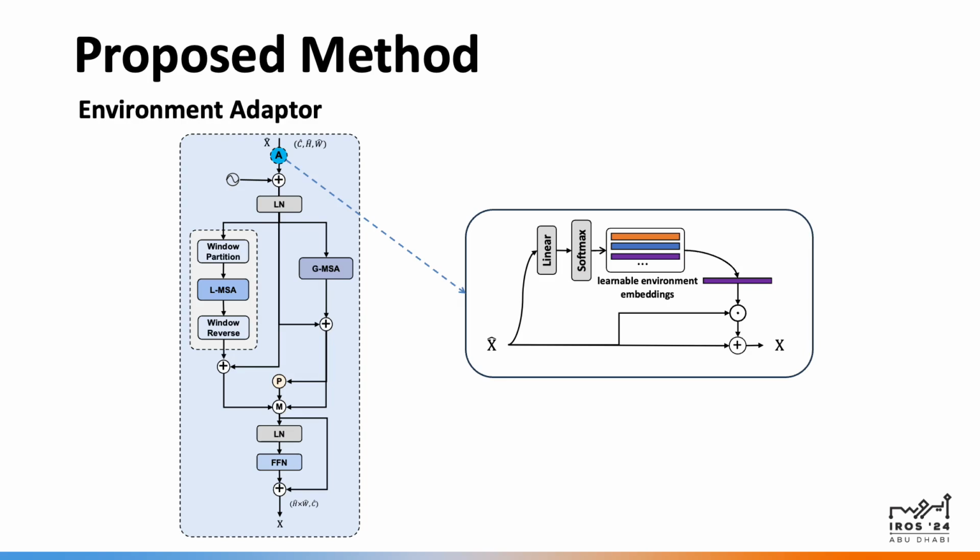Effective UIE methods must address challenges like wavelength-dependent light absorption and backscattering, which degrade images in different underwater environments. As shown here, we add the environment adapter at the bottleneck stage before the LMSA/GMSA modules to leverage deep features that retain global environmental information. The core of the adapter is the learnable environment embeddings with shape L times C, where L is the number of environment types and C is the feature dimension. This improves feature map flexibility and enhances performance.